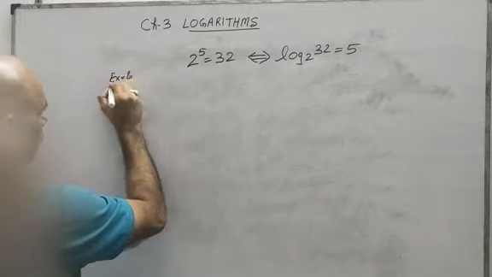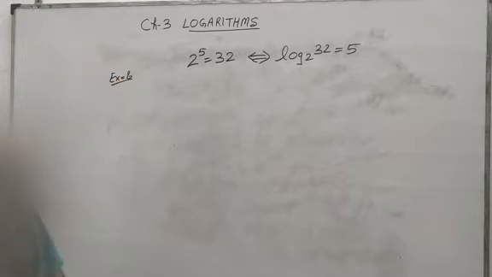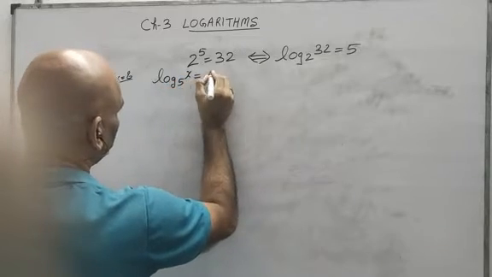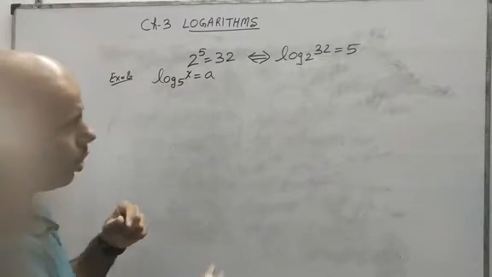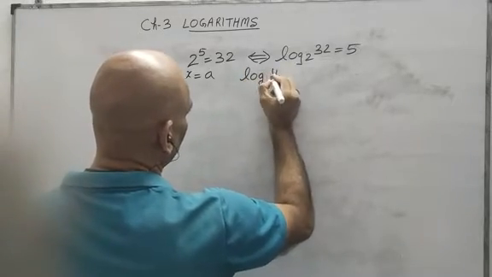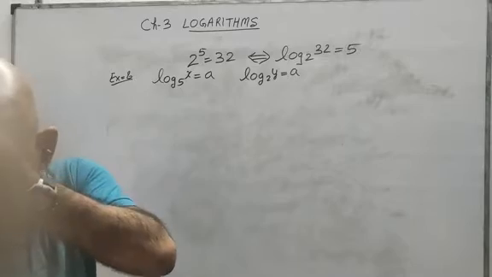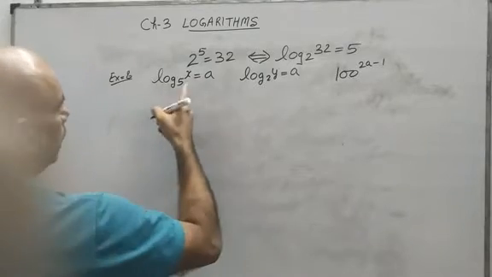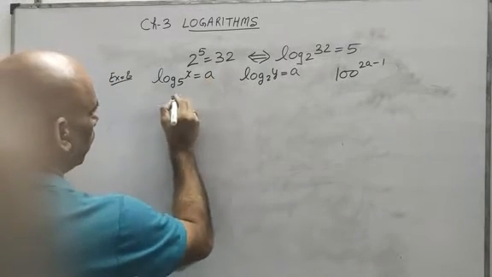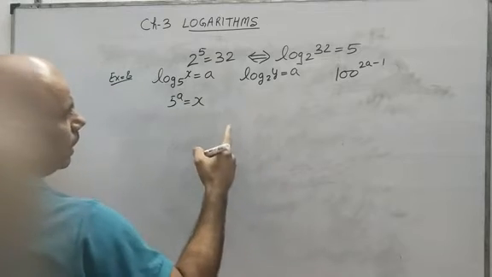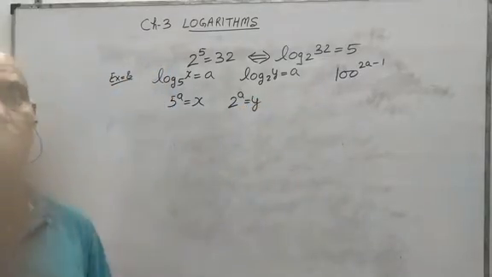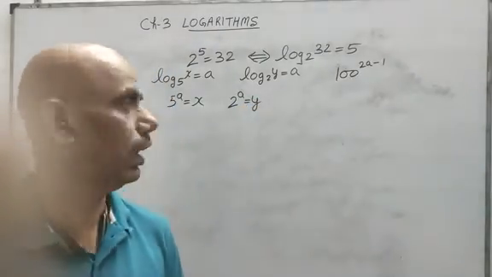Example number 8 we are going to look at. What is example number 8 saying? It is exactly the same as what we have done in example number 6. Log x base 5 is equal to a, and log y base 2 is also a. Looking for the value of 100 to the power 2a minus 1. So how will we find it? 5 to the power a is equal to x and 2 to the power a is equal to y.